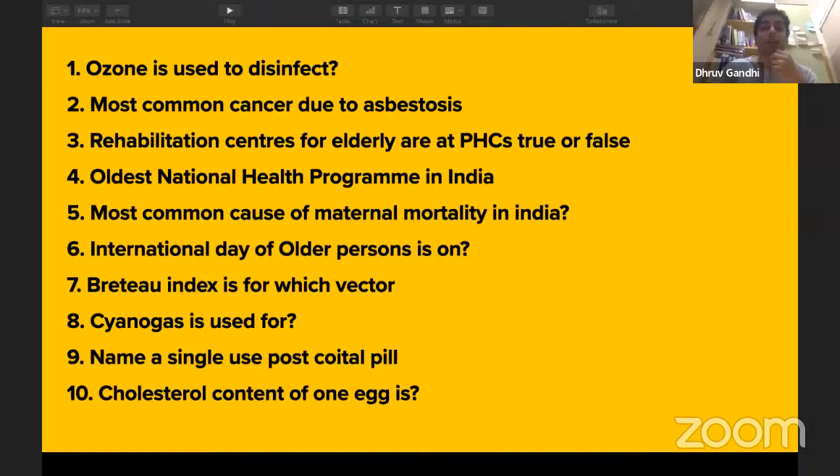Most common cancer... The second one is lung cancer. Then? Elderly is false. Okay. Oldest national program is NVBDCP. Okay. Anemia is the most common cause of maternal mortality in India. And then? Single-use post-coital pill is ulipristal. Okay. Cholesterol. Breteau index is for Aedes. It's for Culex. Ozone is... Answer only I'll consider then. Cholesterol content of one egg is 200. Okay. Time's up.